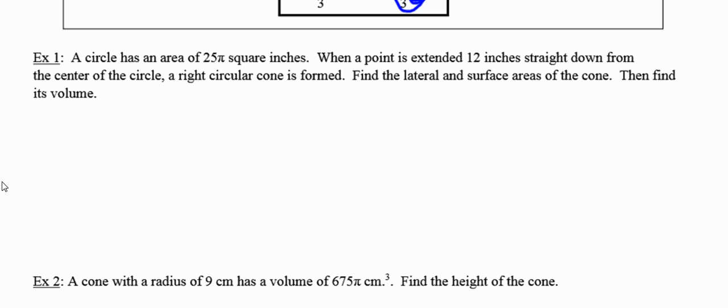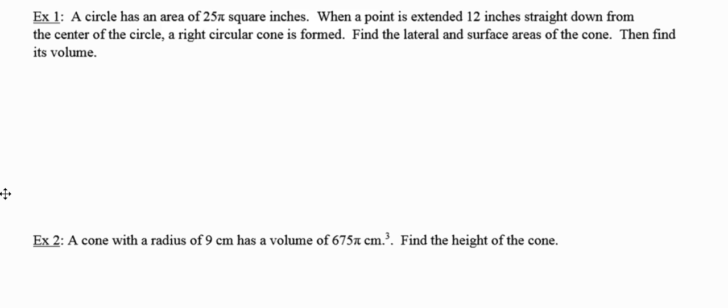All right, let's get into some practice. Number 1 says a circle has an area of 25 pi square units. When a point is extended 12 inches straight down from the center of that circle, we get a right circular cone. They want us to find both the lateral and the surface areas of the cone. And then once we do that, find its volume.